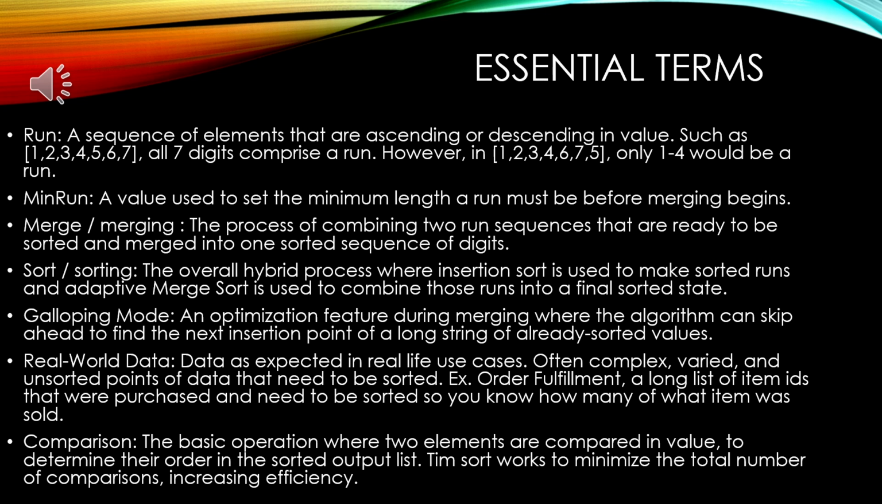So if you find a run like the run of 6, 7, which is just 2, we would keep gathering more and more elements until we meet the requirement set by minrun. So minrun is just the minimum run requirement. Then we will move on to distinguish between merging and sorting and define what that means. Merging is the tactical operation. It combines two already sorted runs into one larger sorted run.